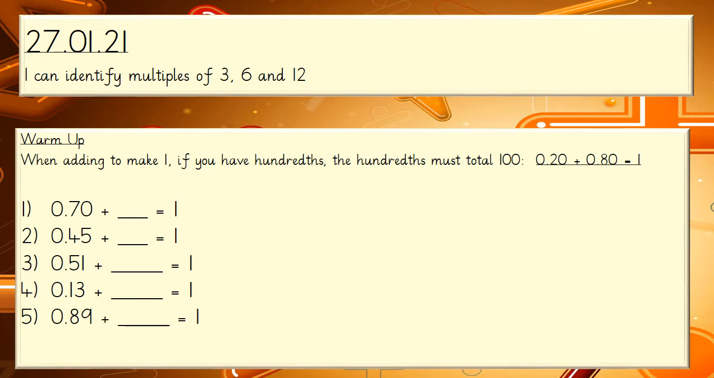When we're adding to make 1, if you have hundredths like shown below, the hundredths must add or total 100. For example, 0.20 add 0.80 equals 1, because 20 add 80 makes 100. So use your number bonds to 100 to help you to solve these 5 in the warm-up. Don't forget to put the 0 point in front. Pause the video here whilst you solve this.